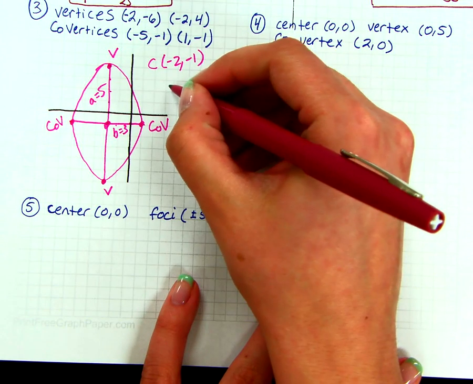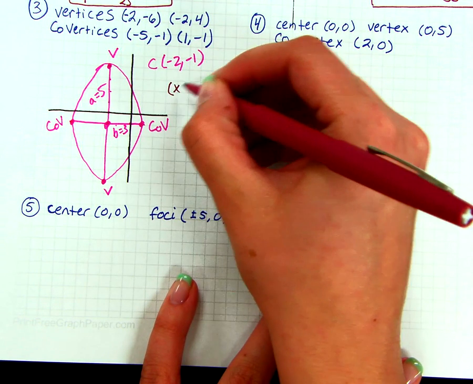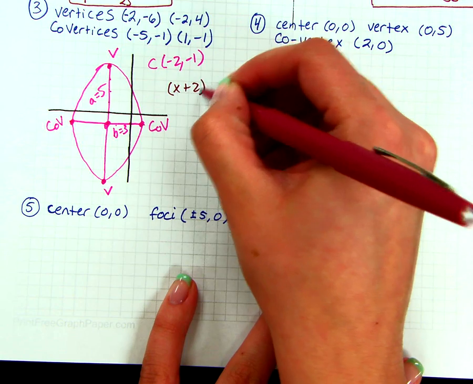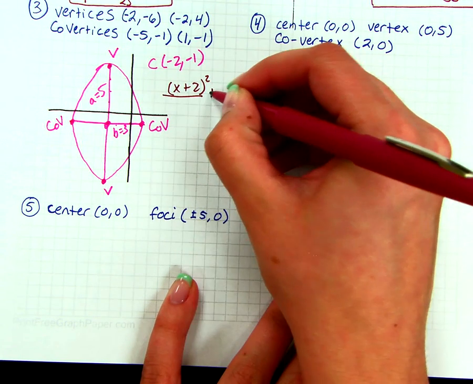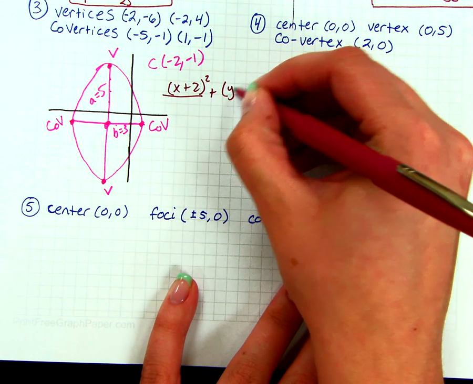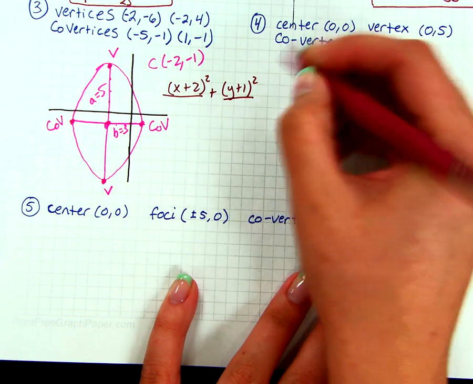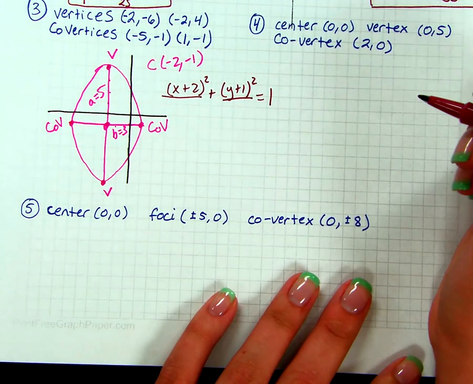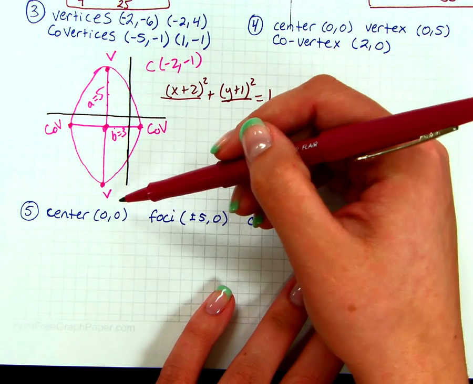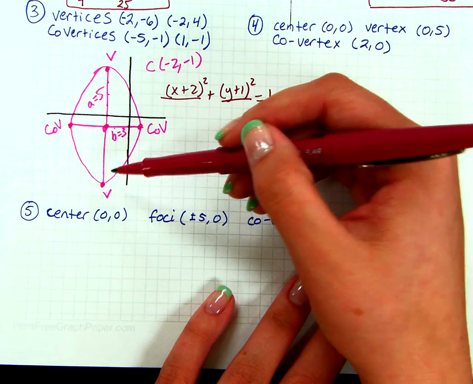So we will have x minus h. So since we're subtracting a negative, it becomes a positive. So x plus 2 squared over a number plus, and we'll have y plus 1 squared over a number equals 1. Okay. Now again, since it's vertical, that means that the larger number goes underneath y.